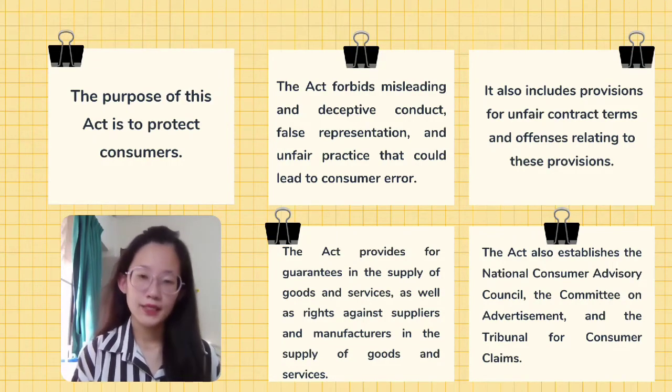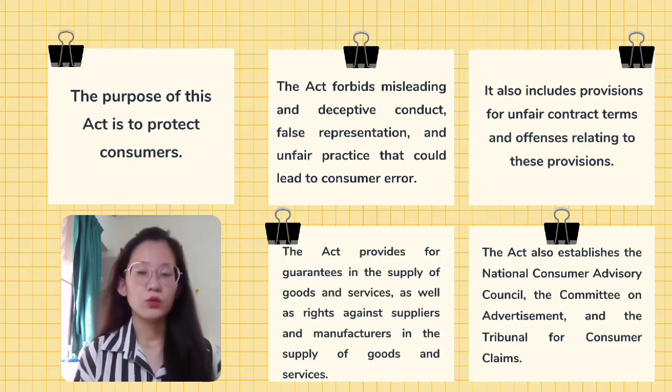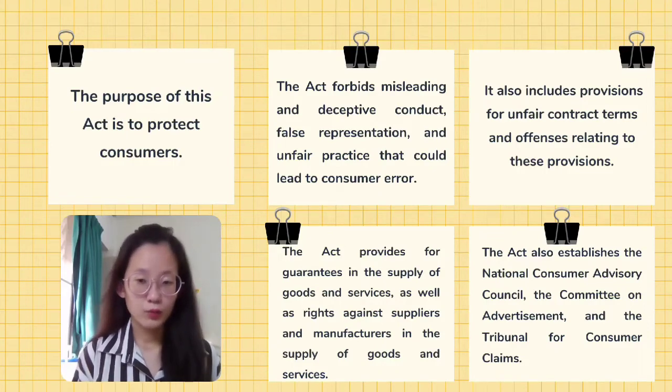The act forbids misleading and deceiving conduct, false representation, and unfair practice that could lead to consumer error. It also includes provisions for unfair contract terms and offences relating to those provisions. The act provides for guarantees in the supply of goods and services, as well as rights against suppliers and manufacturers in the supply of goods and services. The act also establishes the National Consumer Advisory Council, the Committee on Advertisement, and the Tribunal for Consumer Claims.